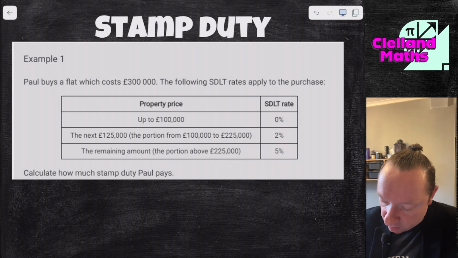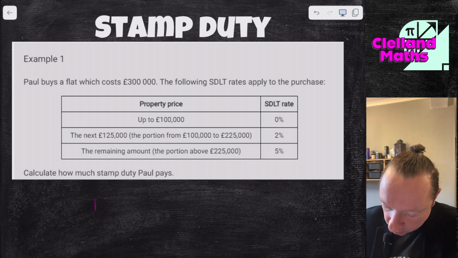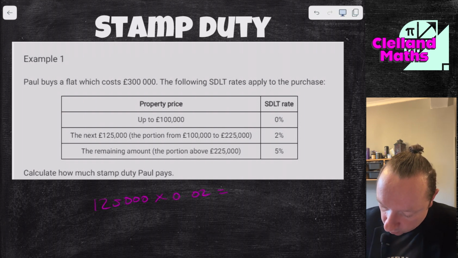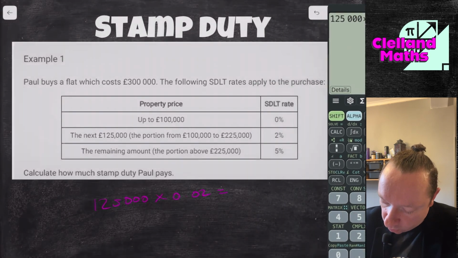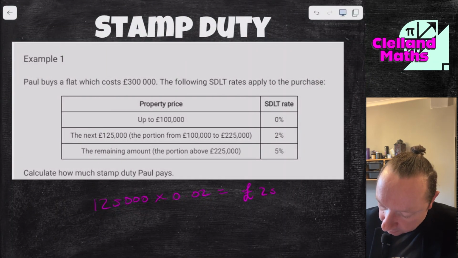So the first bit he pays nothing. So we're only going to go for the next 125,000. So in that band it's 125,000 times 0.02. Let's work that out first. 2,500. And then for his next bit above that, the amount remaining above 225,000, well, we've got 300,000 minus 225,000 times 0.05.